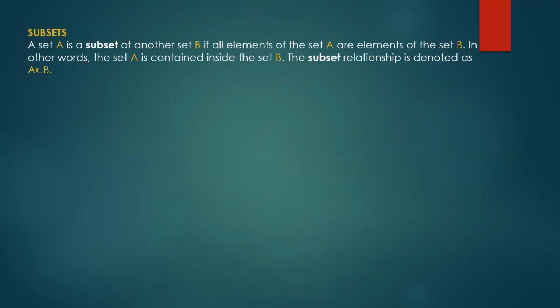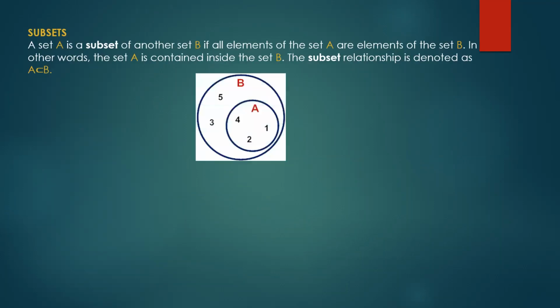All right, so subsets are simple. A set A is a subset of another set B if all the elements of set A are elements of the set B. In other words, the set A is contained inside set B. The subset relationship is denoted as A ⊆ B.